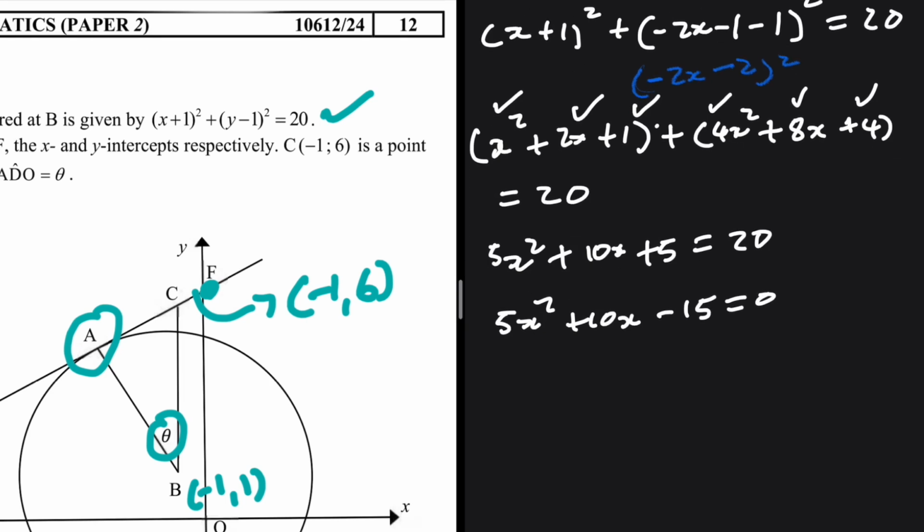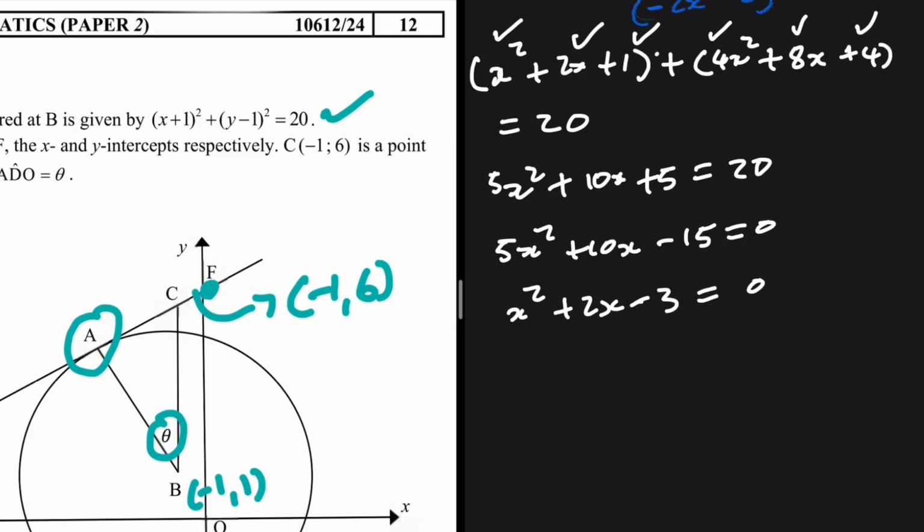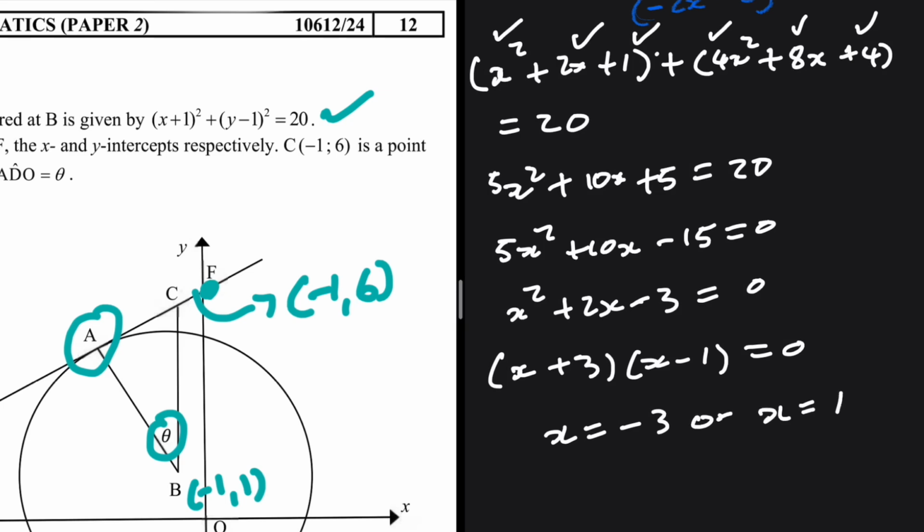Obviously we can divide everything by 5. We get x squared plus 2x minus 3 equals 0. Can we easily factorize this? Two factors of minus 3 that add to plus 2. Yes, we can. So (x plus 3)(x minus 1) equals 0. So x equals minus 3, or x equals 1.